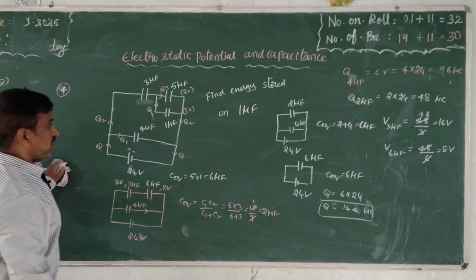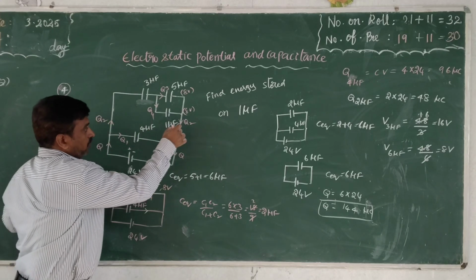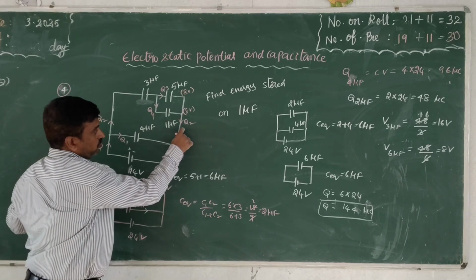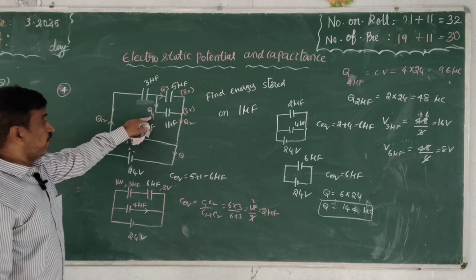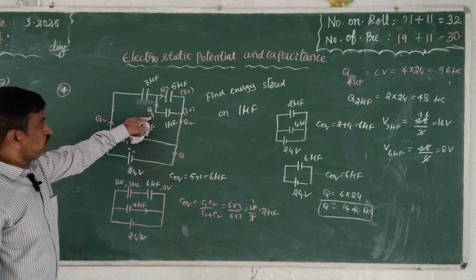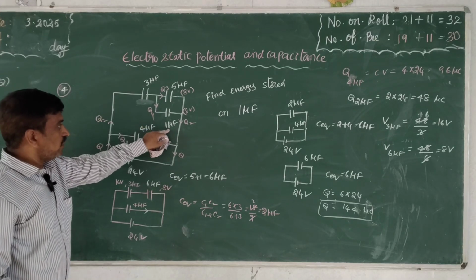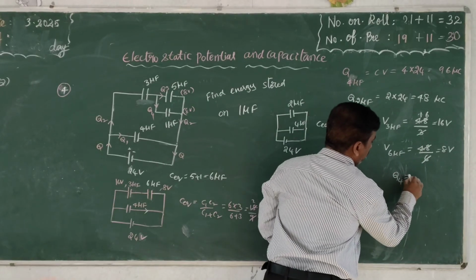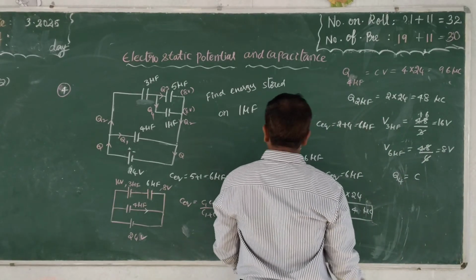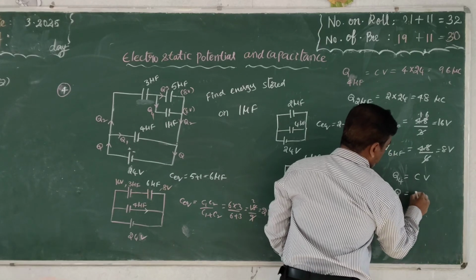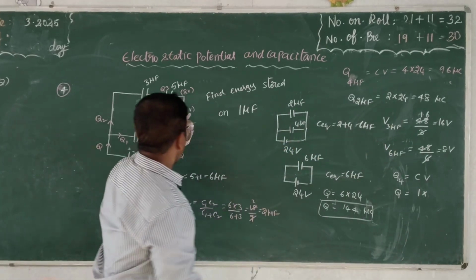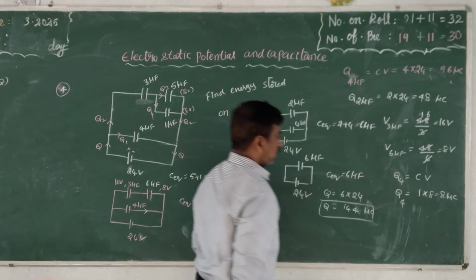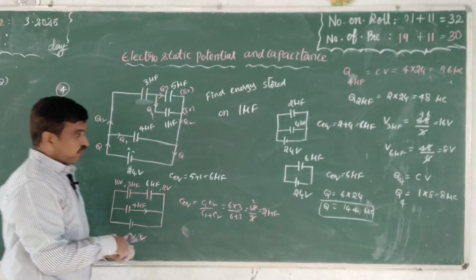So what we want here is the charge. We know the potential, so we find the charge on Q4. Charge equals C into V. C is 1, potential is 8. So 8 means 8 microcoulombs. The charge on Q4 is 8 microcoulombs. Now we want to find out the energy.